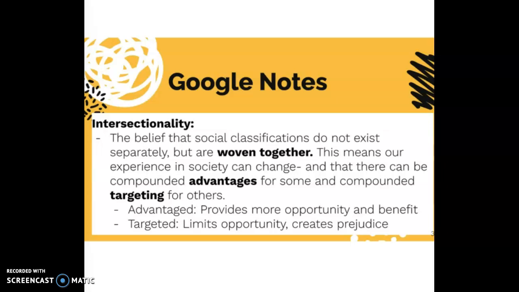This is what I talked about in one of our meetings, where I say I don't use certain words that could be controversial, quote unquote, for kids until I absolutely have to. So here, instead of ever using the word privilege, we made it a common part of our vernacular, Julian and Kaylin and I, to use the terms advantage and targeted. Advantage provides more opportunity and benefit; targeted limits opportunity and creates prejudice.